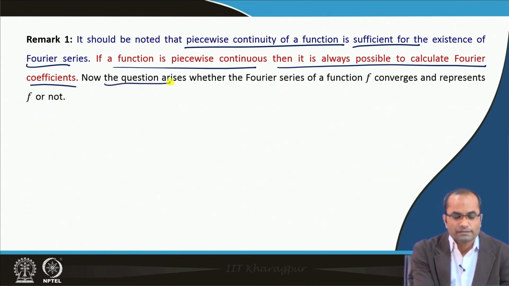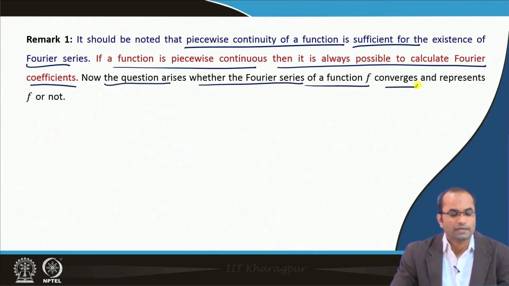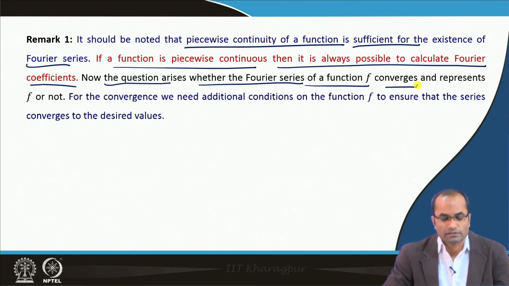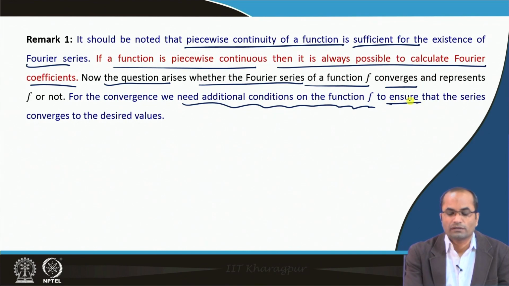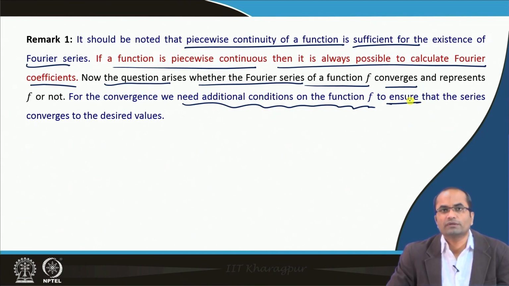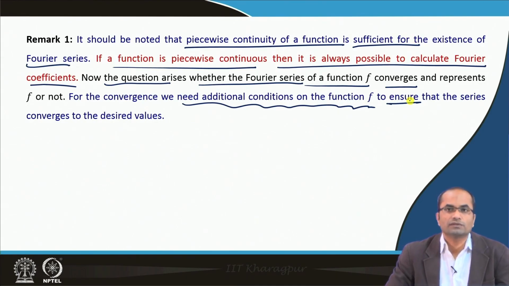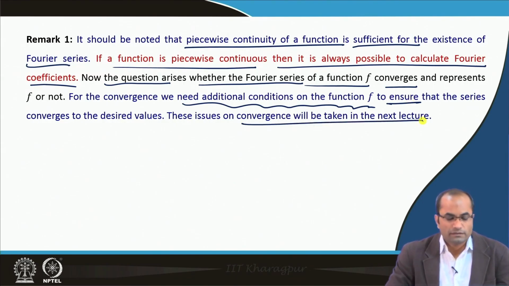Now, the question arises whether the Fourier series of a function converges and represents f or not. That is the question which has to be discussed, and we will discuss it in the next lecture. There we will see that we need some additional conditions on the function, not just piecewise continuity, to ensure that the series converges to the function at the desired values. So, these issues we will take up in the next lecture.